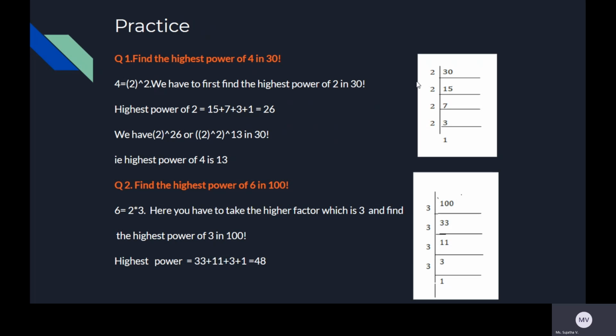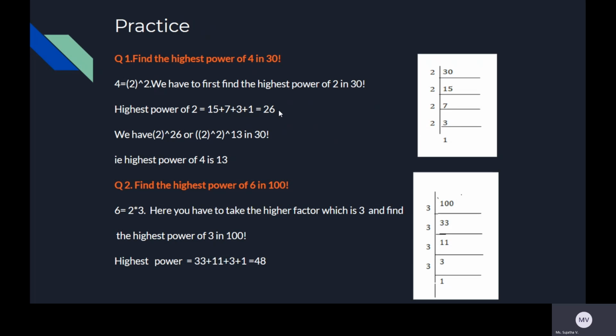So here, how do we find the highest power of 2? Again, the same method as factorization. 30 divided by 2. I need the highest power of 2, so I divide it by 2. I get 15. 15 divided by 2, I get 7. 7 divided by 2, I get 3. 3 divided by 2, I get 1. Just add them up: 15 plus 7 plus 3 plus 1.